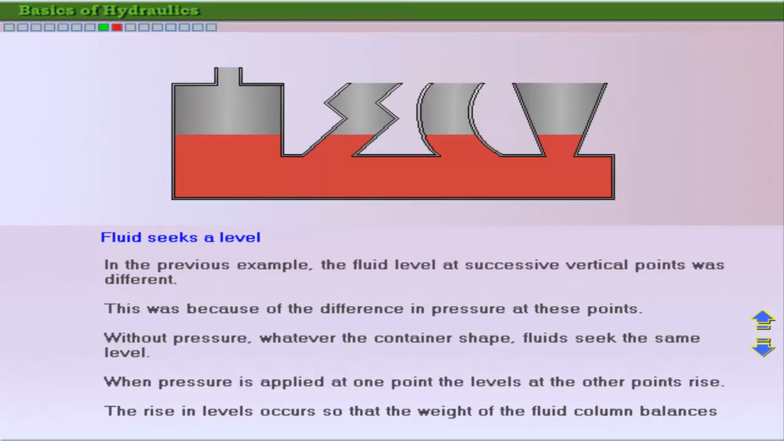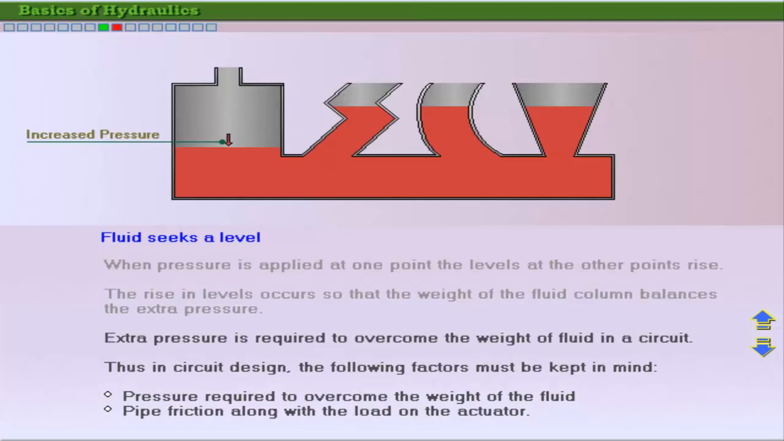In the previous example, fluid level in successive vertical points was different because of the pressure differences at these points. Note that, in the absence of pressure, whatever the shape of the container, fluids seek the same level. When pressure is applied at one point, the levels at the other points rise. The levels at these points rise so that the weight of the fluid column balances the additional pressure.